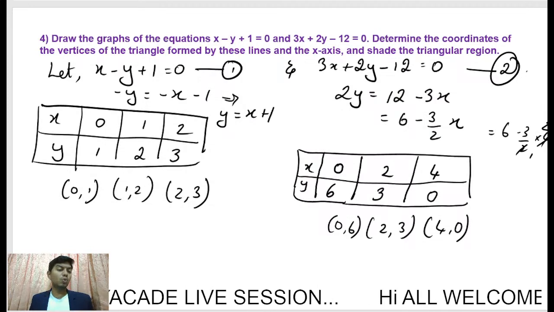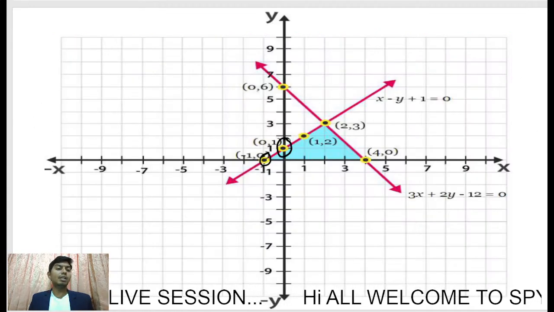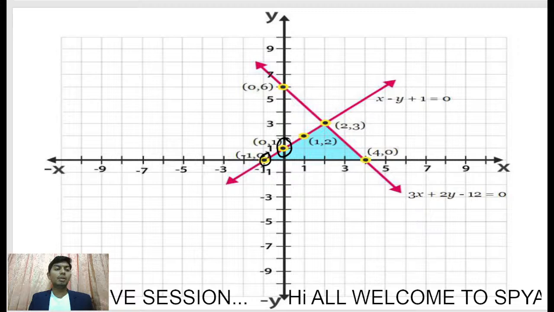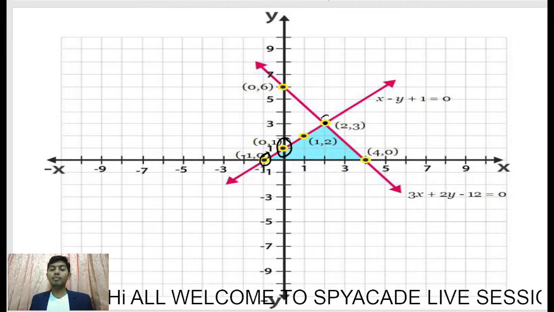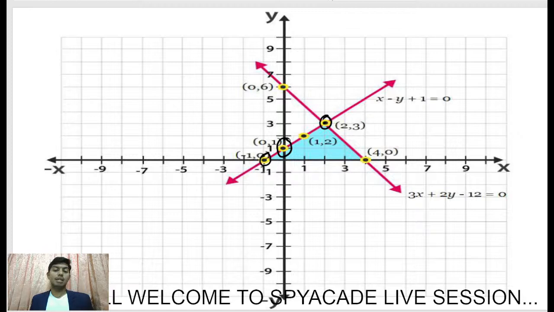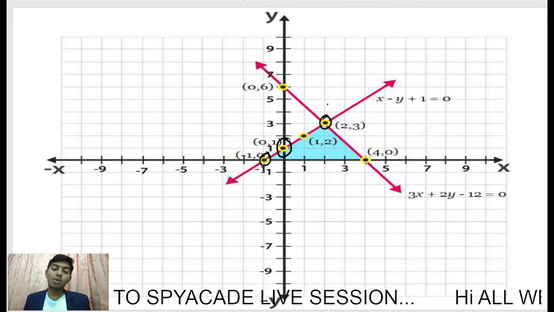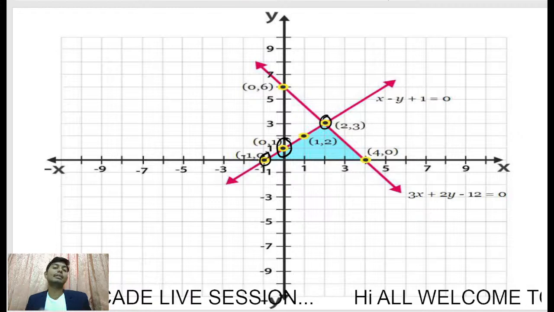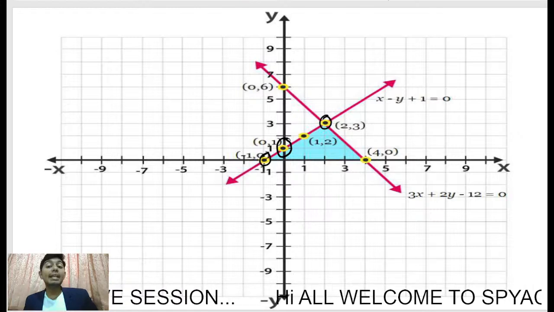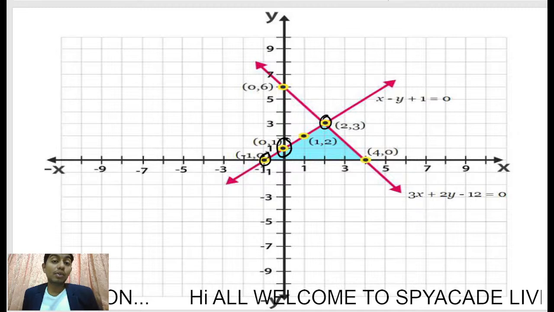Okay, the next point is 2, 3. Yes, then plot 2, 3 also. Okay, so this is 1. So you have to join all these 3 points and extend that line. Okay, you have to extend that line and you have to write the equation also.